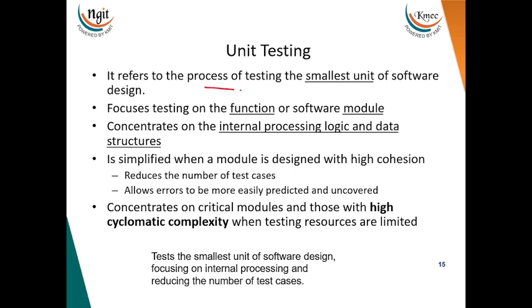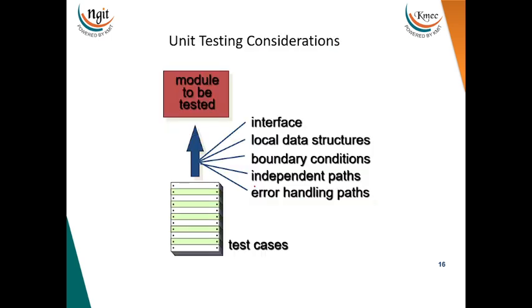Unit testing refers to the process of testing a small unit of software design. It focuses on testing a software module, concentrating on internal processing logic and data. It simplifies testing when a module is designed with high cohesion. You know what we mean by cohesive? Cohesion reduces the number of test cases and allows errors to be more easily predicted. Concentrate on critical modules of high cyclomatic complexity. We will be seeing that one. The major concept of unit testing is to test a small part of software design with a focus on internal processing. Correct?